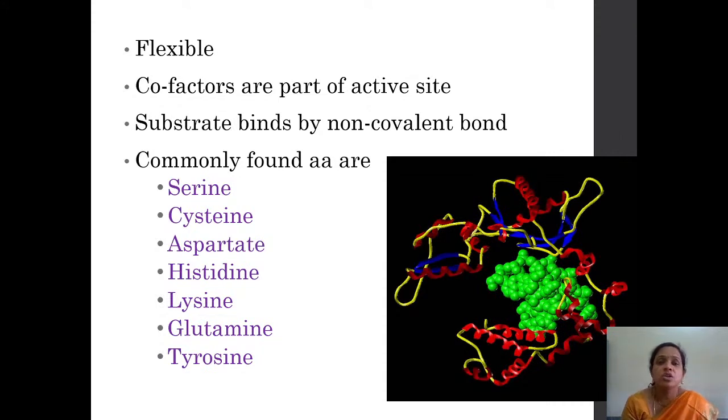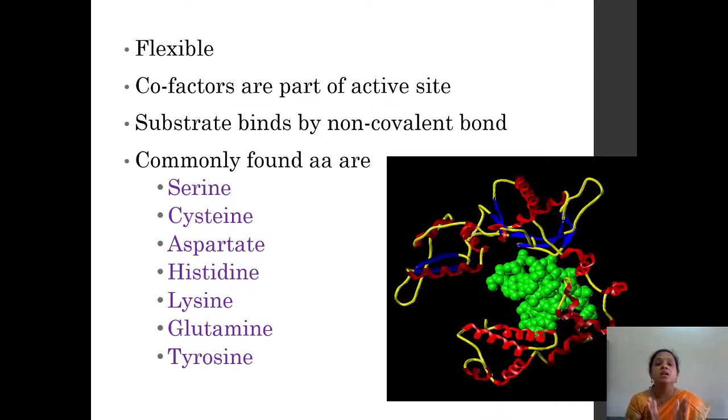So these are the amino acids that are usually present at the active site of the enzyme: serine, cysteine, aspartate, histidine, lysine, glutamine, and tyrosine. Some of these are not essential amino acids, because tyrosine is not essential, glutamine is not essential, aspartate is not essential, and serine is also not essential. Some are essential, some are non-essential.